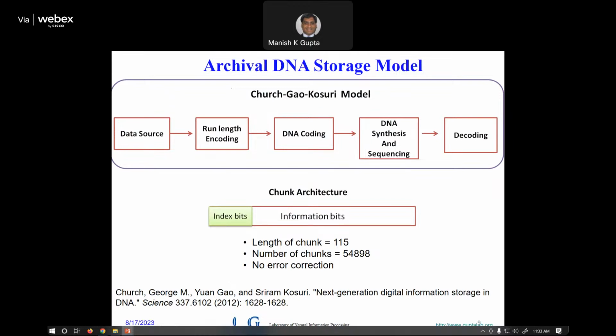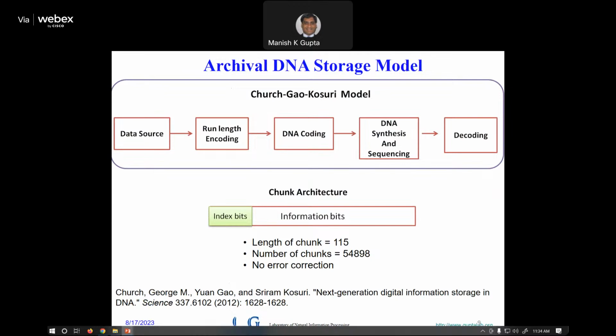So this is the first paper of Church. I'm giving you the model of what they have done. They took a data source and applied run length encoding, a very standard technique in coding theory. Then they applied DNA encoding, basically converting those byte strings into ACGT, then synthesis, sequencing and decoding. The chunk architecture was like this. There were a few index bits. The length of the chunk was 115, and certain bits were reserved for the index of each chunk. The number of chunks was 54,899 and there was no error correction.